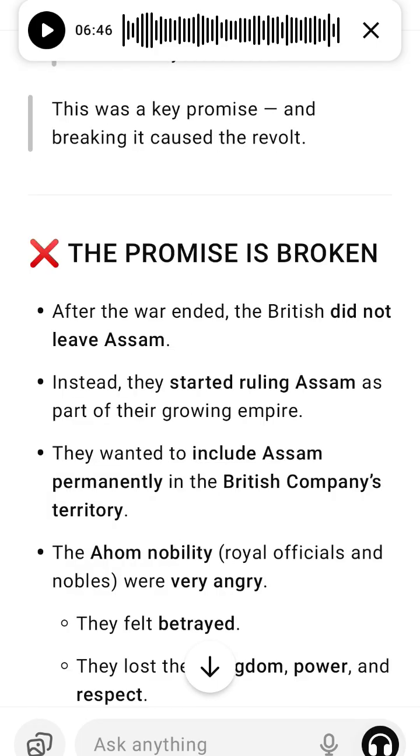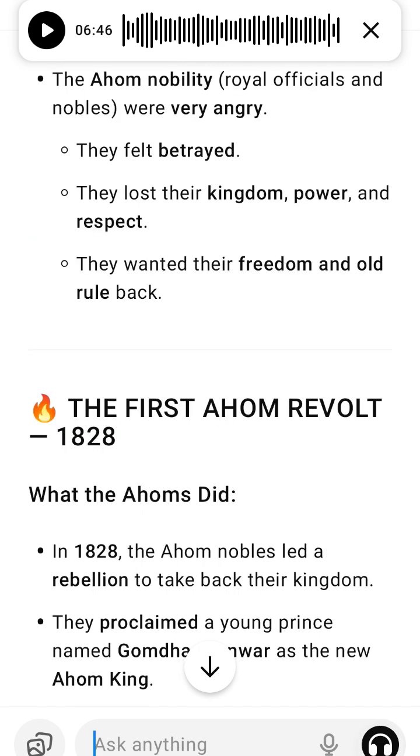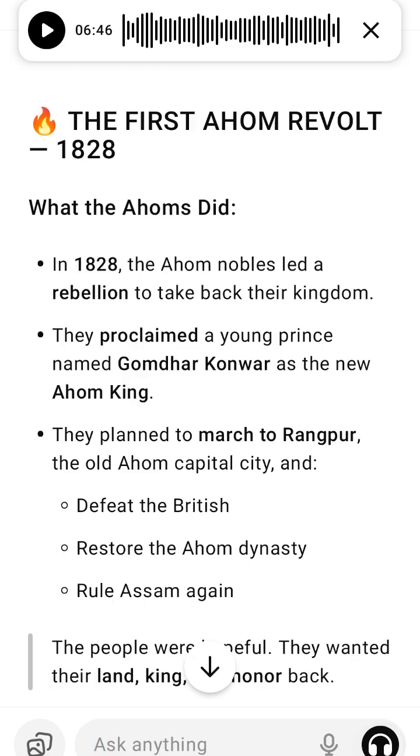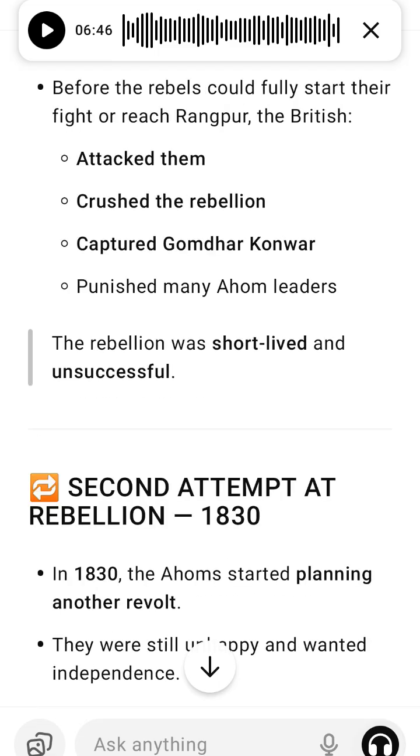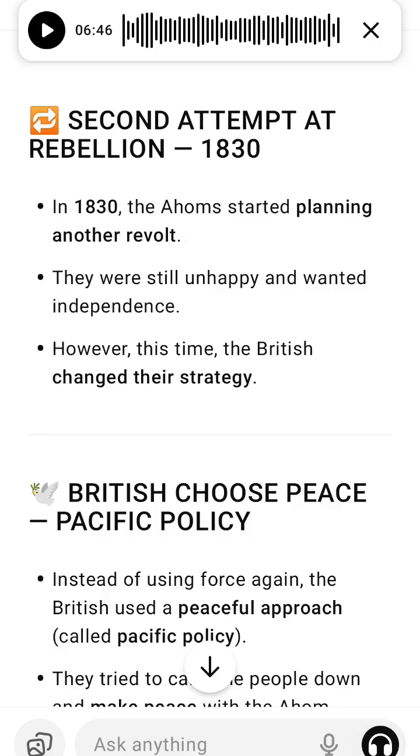The First Ahom Revolt, 1828. What the Ahoms did. In 1828, the Ahom nobles led a rebellion to take back their kingdom. They proclaimed a young prince named Gomdar Konwar as the new Ahom king. They planned to march to Rangpur, the old Ahom capital city, and defeat the British, restore the Ahom dynasty, and rule Assam again. The people were hopeful. They wanted their land, king, and honour back.